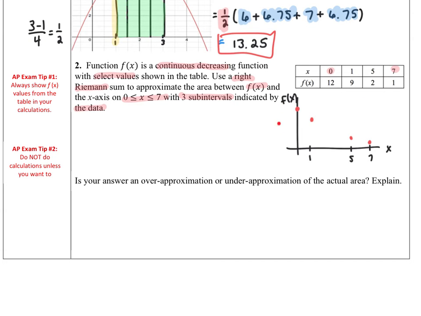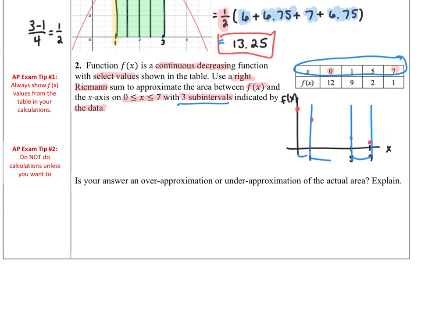I did a little sketch of these values. I really don't know what f of x looks like because I only have 4 points on it. But it'll help you see how we're using this right Riemann sum until you get comfortable just using the table without a graph. The way that these x values are broken up in the table tells me how I'm going to break up my rectangles. So from 0 to 1, from 1 to 5, and from 5 to 7. So my 3 subintervals go from 0 to 1, from 1 to 5, and then from 5 to 7.